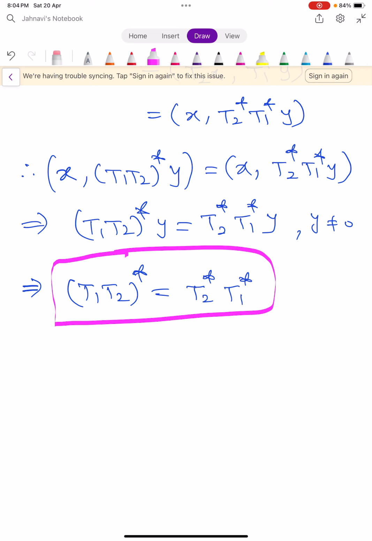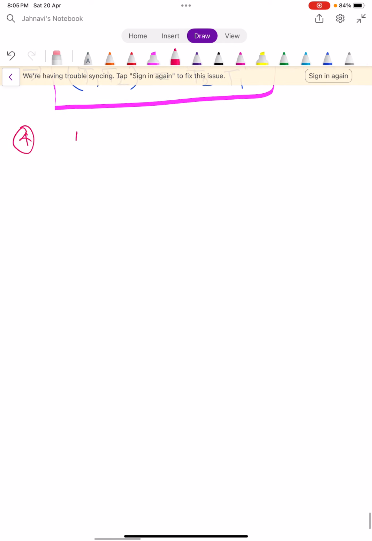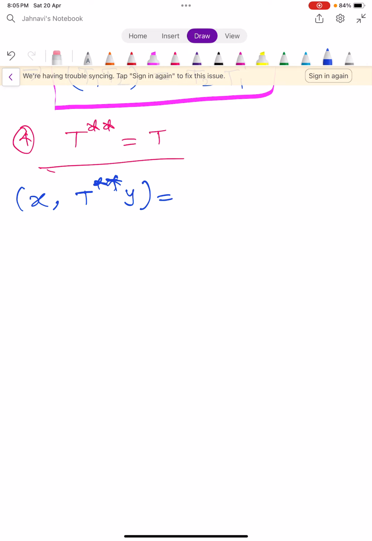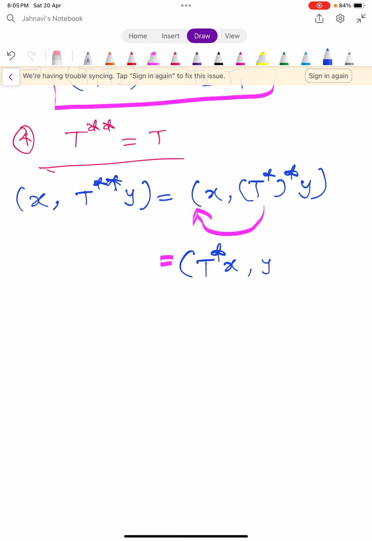Now we go for the fourth property: T double star is equal to T. To prove this, again we consider an inner product of x comma T double star y, which is equal to x comma (T star) whole star y. So T star whole star can be transferred to this side. So that becomes the inner product of T star x comma y.